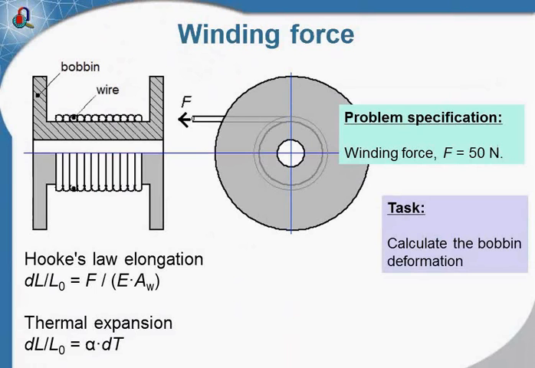Again, this is the solenoid example, and let's consider the wiring process. The winding force leads to wire elongation, and after the force is removed, the wire shrinks and squeezes the bobbin. And our task is to calculate the bobbin deformation.